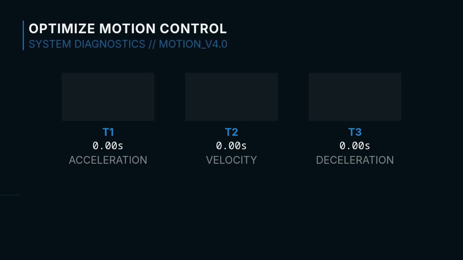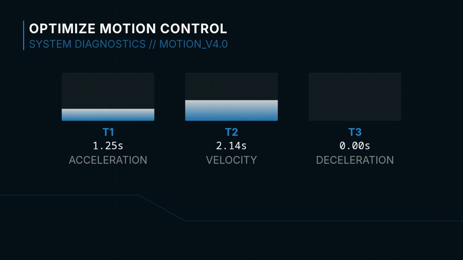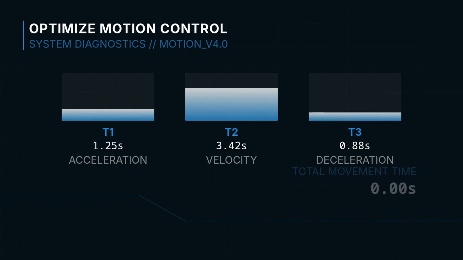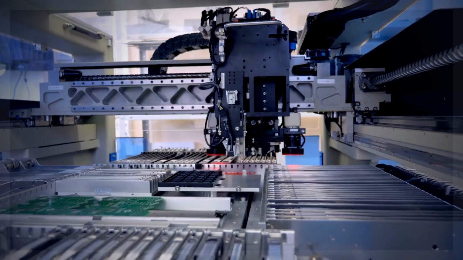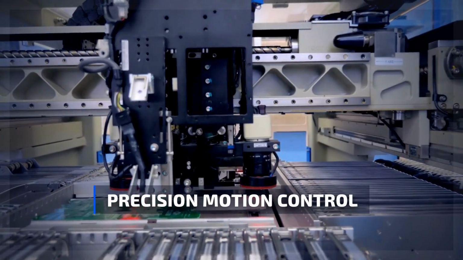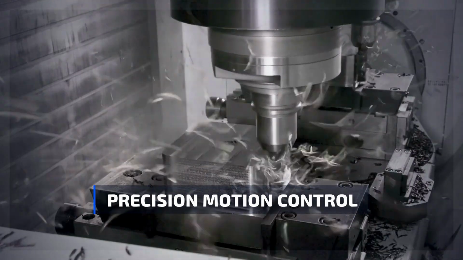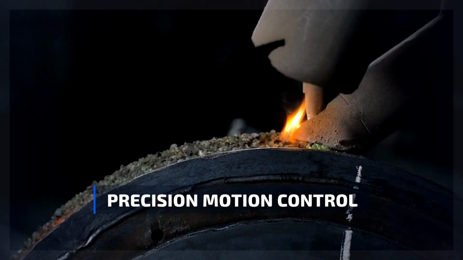The output displays the time duration for each phase and the total movement time, allowing you to optimize your motion control parameters. This tool helps engineers design smooth, efficient motion profiles for servo systems, CNC machines, and automated equipment.